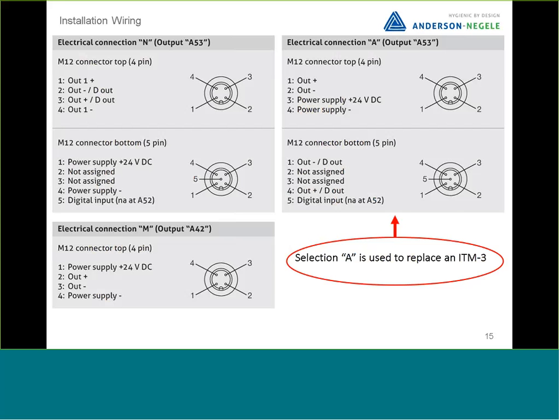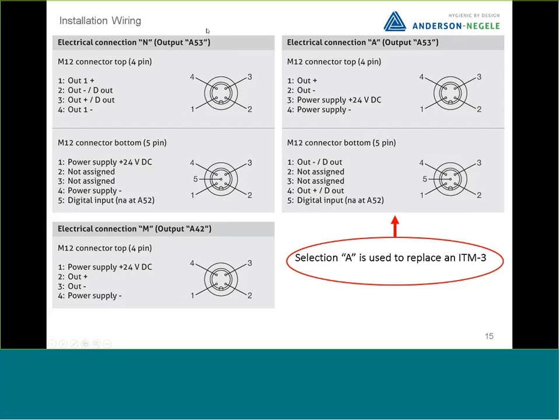So I mentioned earlier about the wiring selections and that you can directly, or I should say, get an ITM 51 that's plug and play with an ITM 3. That is electrical connection A, shown here on the right-hand side. Electrical connection A, as it did with the ITM 3, puts the primary analog output and the power supply into a single cable. So you need a single power cable and signal cable with an M12 connector on it to connect to the device.